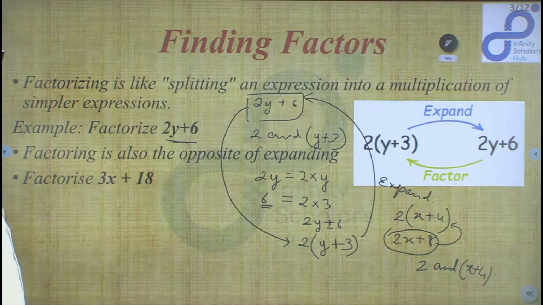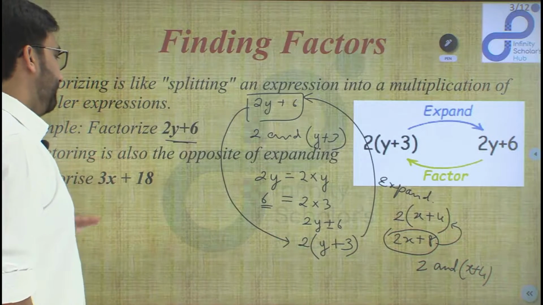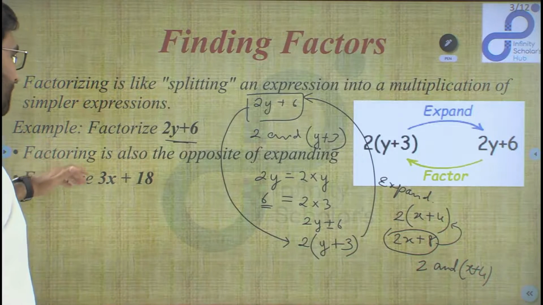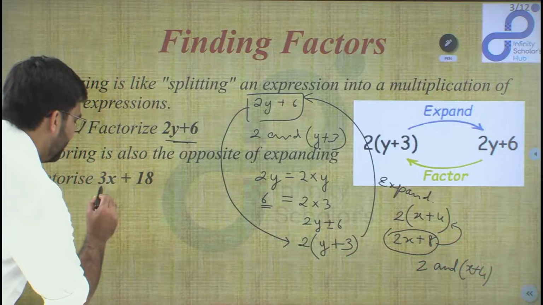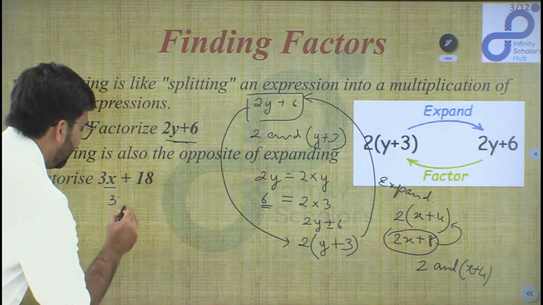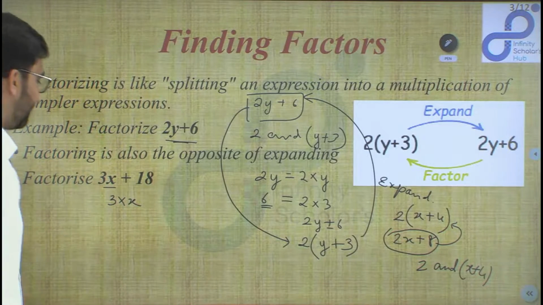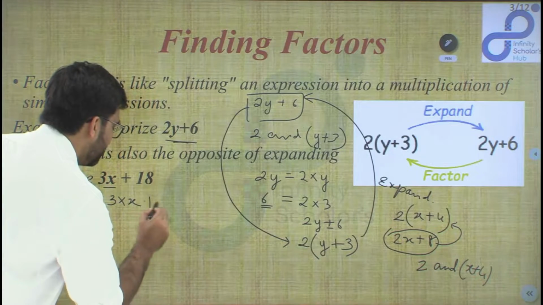Okay, now there is an example given to us over here. We will find out as they have told us to factorize, we will factorize. Now see, 3x can be written as 3 multiplied by x. This is the irreducible form of the term 3x. In between you have a positive sign, so you will write positive.